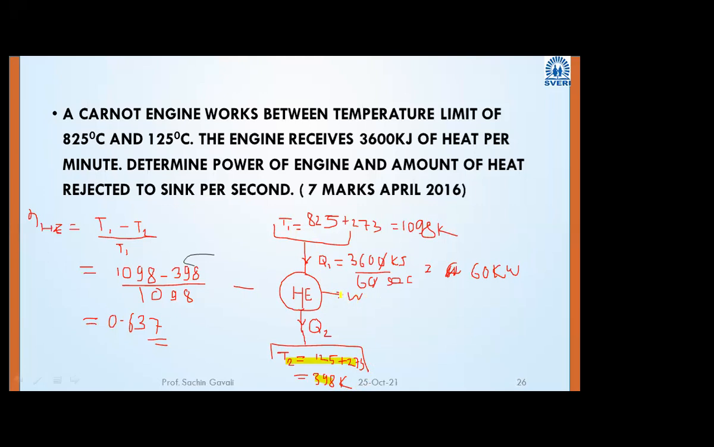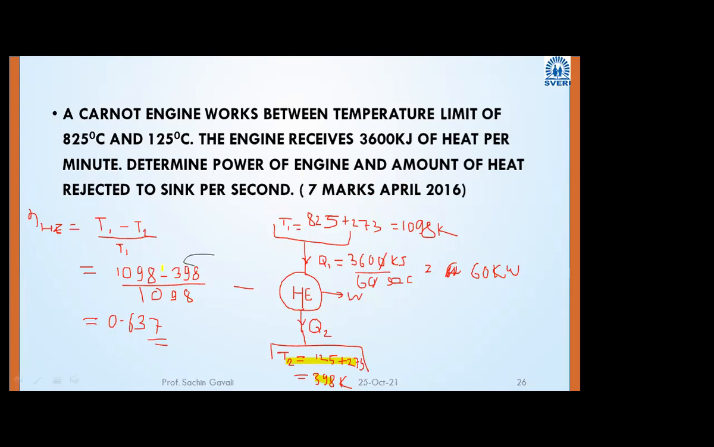The engine receives, that means takes, Q1 amount of heat, 3600 kilojoule per minute. Per minute means divided by 60 seconds. Kilojoule per second means kilowatt. Therefore it is 60 kilowatt. Q2 we have to calculate. Determine power of engine, W, in kilowatt, and amount of heat rejected to sink per second, Q2.